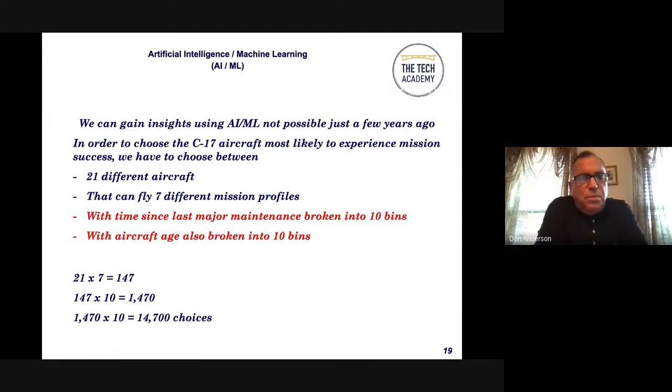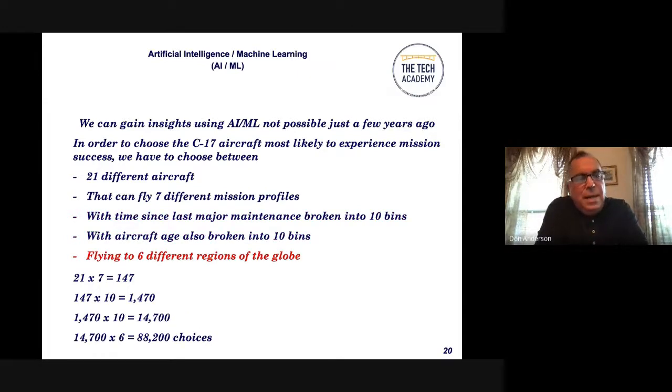And then we also broke the aircraft down by how old they are. Newer aircraft more likely to perform a little bit better than the older aircraft. So when you add in those 2 factors, now we're up to 14,700 choices. And we can fly to 6 different regions of the globe. So now we're up to 88,200 choices.